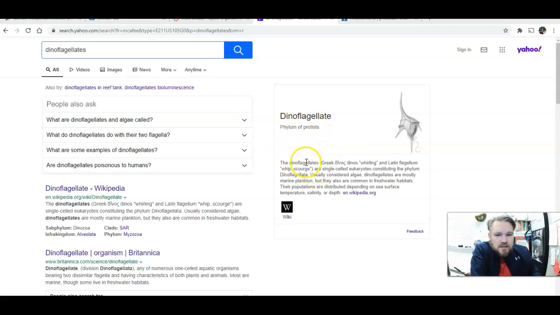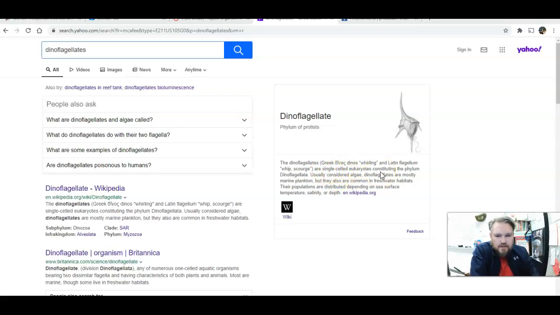The dinoflagellates, Greek for dinos, meaning whirling, and Latin flagellum, whip, scourge. A single-celled eukaryote. What's a eukaryote again? Eukaryotes, remember, are much like prokaryotes, except eukaryotes have a nucleus and membrane-bound organelles. Prokaryotes do not have a nucleus. Alright, so anyway, you got single-celled eukaryotes.